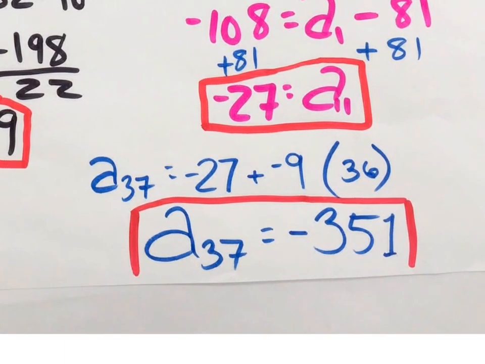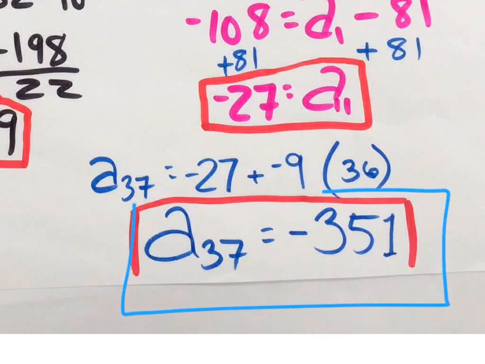So when we do that, let's use the explicit equation formula. A sub 37 equals negative 27, the first term, plus the common difference, times 36, n minus 1. When we do the math, that's going to give us negative 351. That is our answer. And this is the final problem in this review for our upcoming assessment. Good luck, guys.